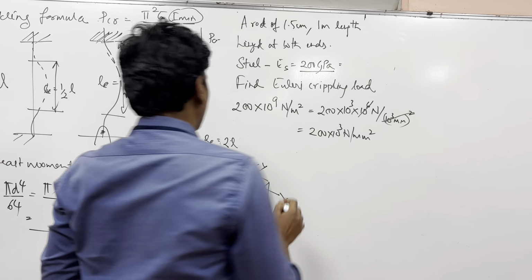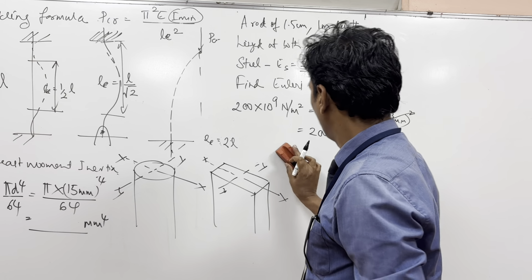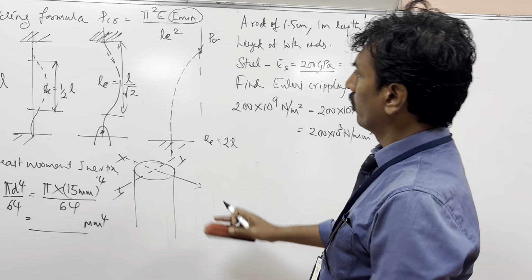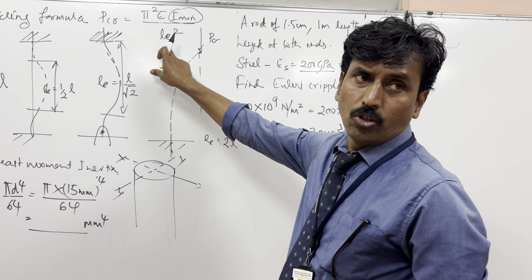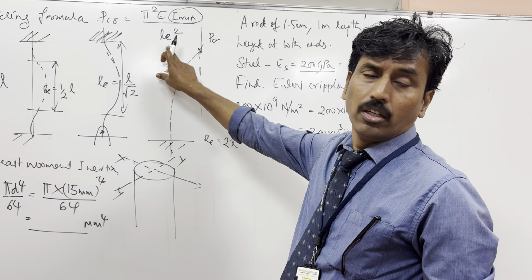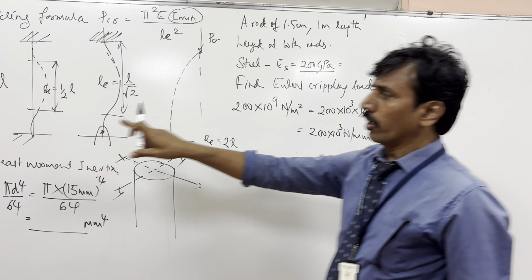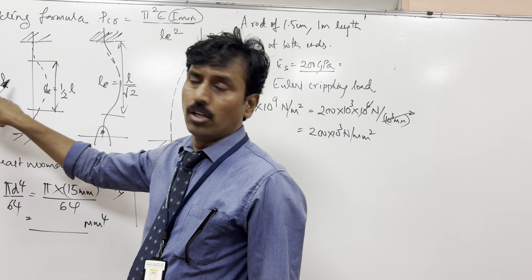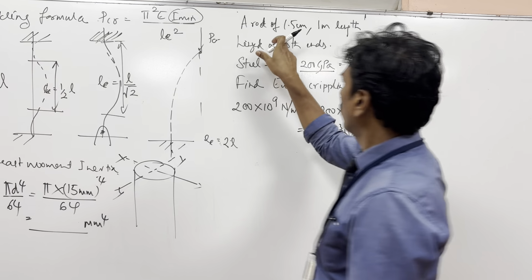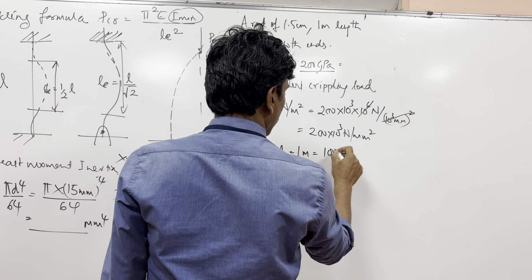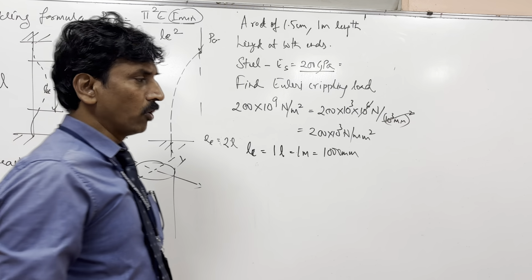Now, PCR is equal to pi square EI by LE square. You are now trying to find these values. LE is equal to how much? Which condition is given? Hinged at both ends. So that means LE is equal to the actual length. The actual length is 1 meter, so LE is equal to 1 meter, which is 1000 mm.